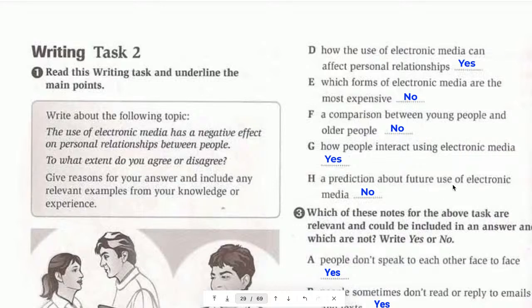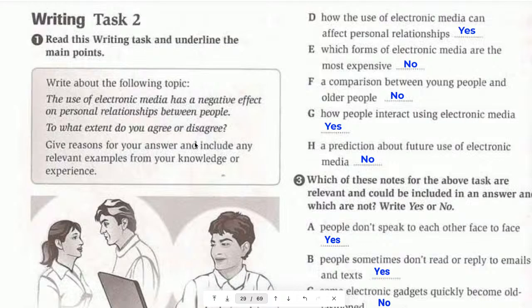Okay, so this one is very important because after reading the topic, you must identify very clearly from the beginning what you want to write about, what you should write, what you should not write. Don't just jump right in and write whatever you like, because if you give some irrelevant information, then you get very low points for that. And don't forget to give reasons for your answer and include any relevant examples from your knowledge or experience. Don't forget that.